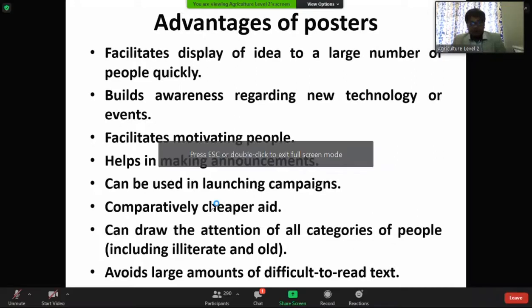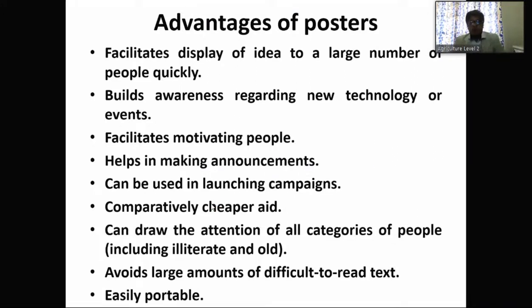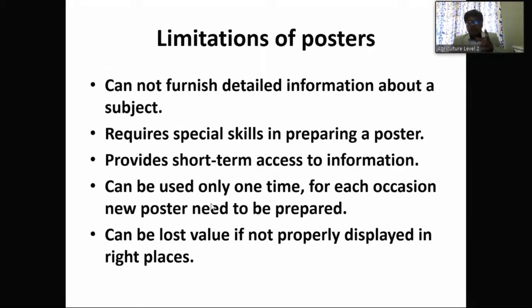But classes, maybe you can get it. The leaflet is really effective for literate people, but a poster is effective for illiterate people, old or child, whatever the age group. It avoids large amounts of difficult-to-read text. It is easily portable. And finally, there are some limitations of a poster as well. It cannot furnish detailed information about a subject. It gives very shallow and brief information.